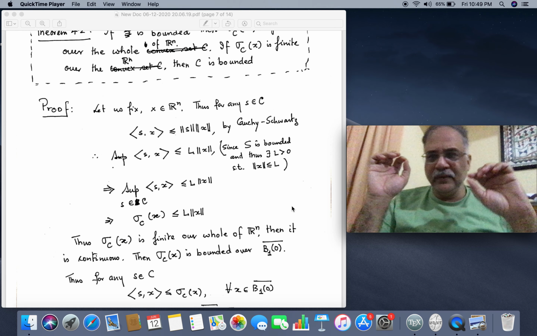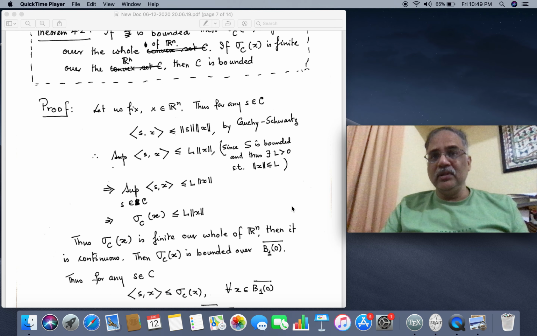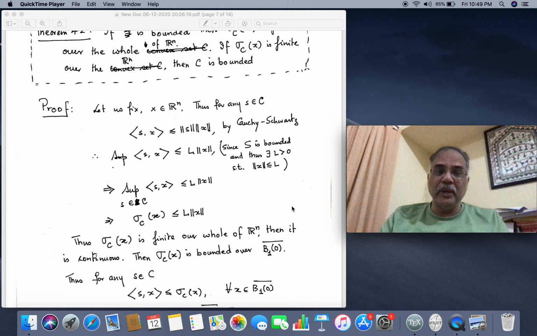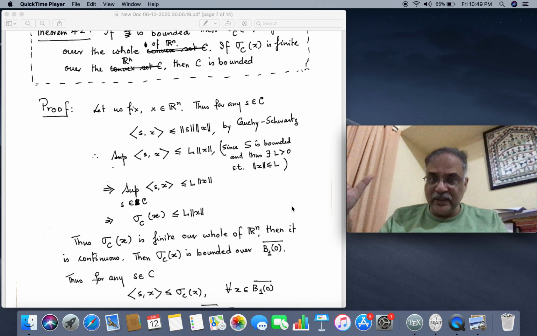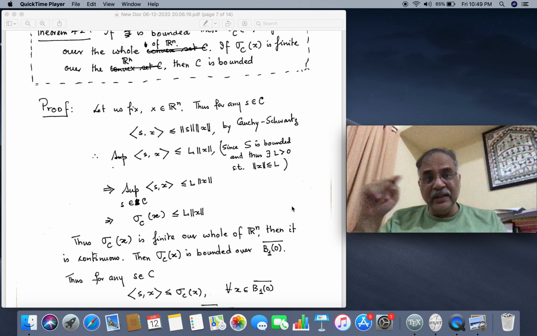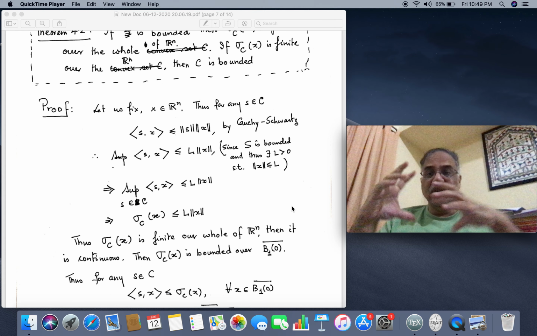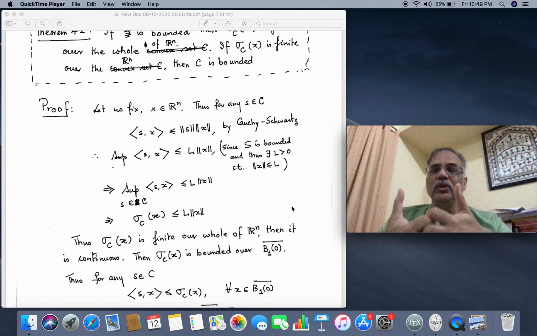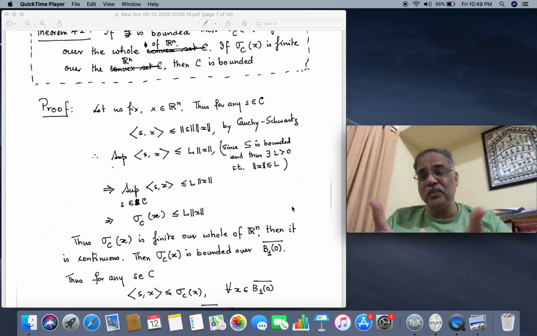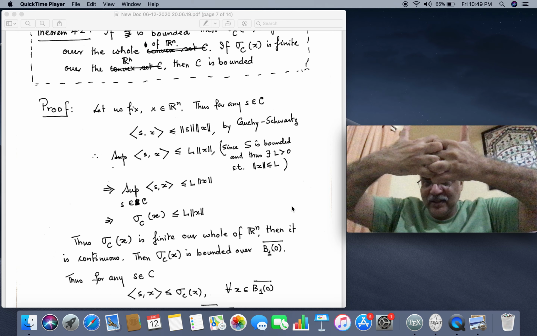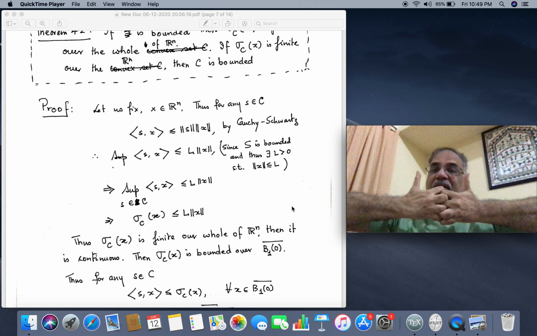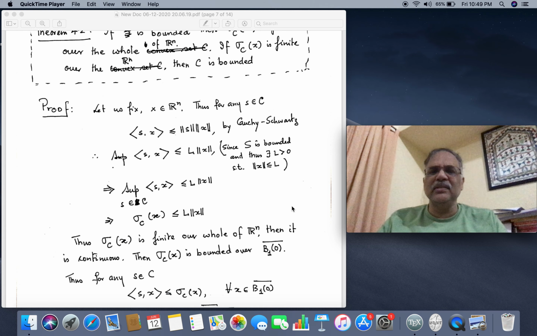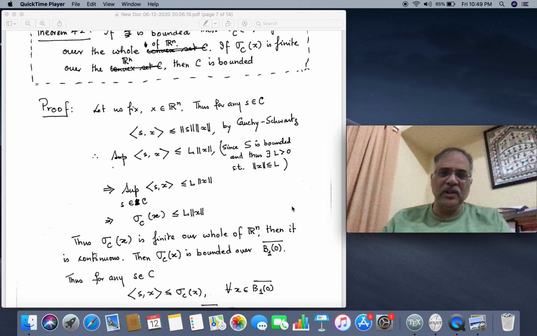So the idea is that if your set C is bounded, C could be an open convex set but bounded. If it is a closed convex set, it is compact, then the support function is finite for all x. But if the support function is finite, then C must be bounded. So it's a very interesting characterization. The finiteness of the support function is linked to the boundedness of the set C, and it's so beautiful. The boundedness of a set C and the finiteness of a function are linked, and that makes it so powerful.